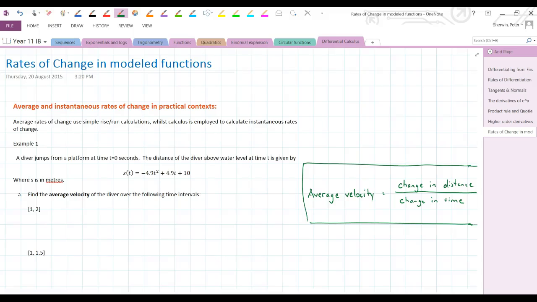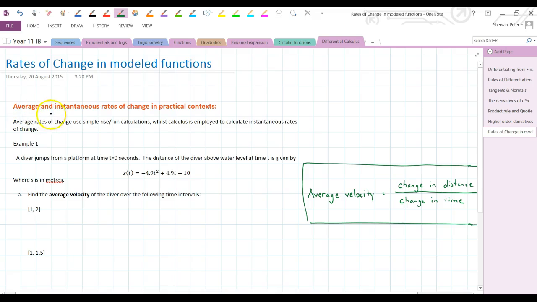Right, now looking at rates of change in modelled functions. Modelled functions meaning functions that model real life situations. We'll look at a couple of examples in a moment. Just a few things to jot down. You might pause the screen here and then come back when things are written down. It's up to you. Make sure you get this stuff.